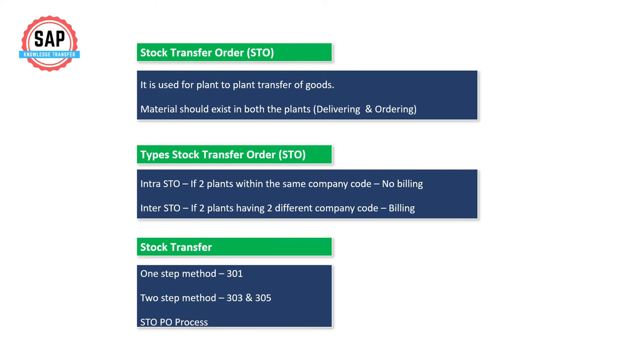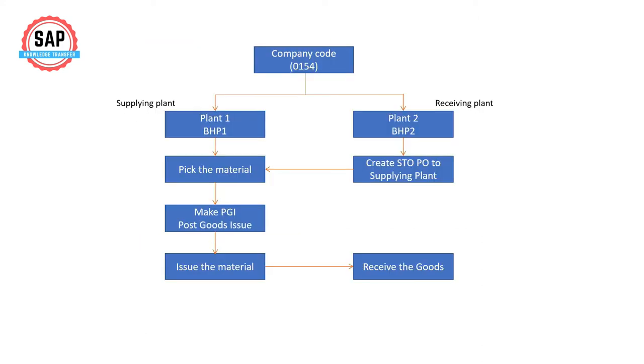For stock transfer, there are three types we use. The one step method uses movement type 301, the two step method uses 303 and 305. Another is the stock transfer PO process. In this we have one company code, 0154, having two plants, PHP1 and PHP2. One is the supplying plant, one is the receiving plant.